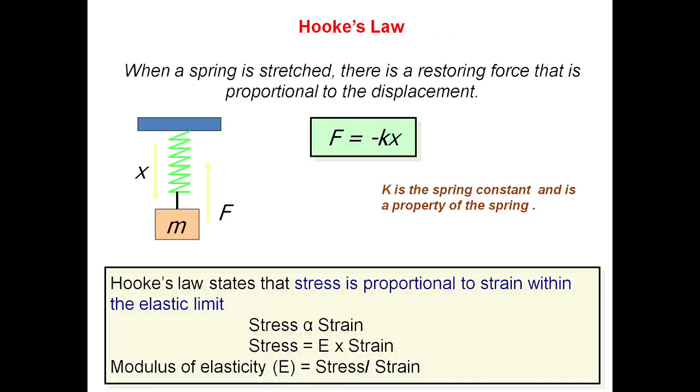Then I have to explain about Hooke's law. What do you mean by Hooke's law? Simply we say that Hooke's law states that the stress is directly proportional to strain. Likewise, consider an elastic spring. One end is tied and another end is weighed with a hanger. When a spring is stretched, there is a restoring force that is proportional to the displacement. F is equal to minus kx, where k is the spring constant and is a property of the spring. Hooke's law states that stress is directly proportional to strain. Stress is equal to E into strain. Modulus of elasticity E is equal to stress by strain.